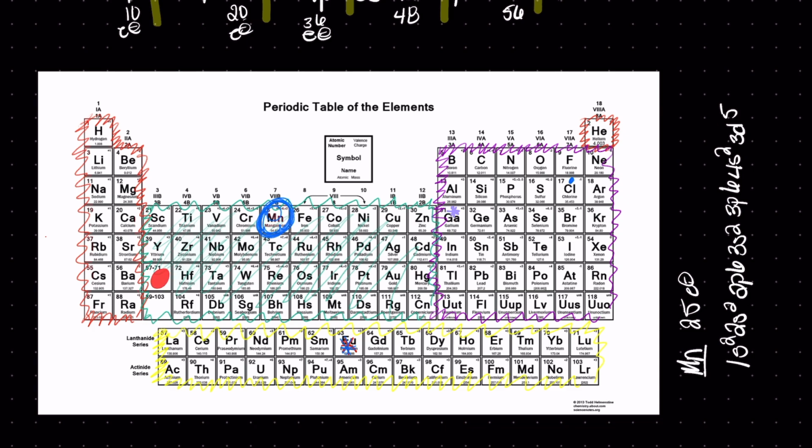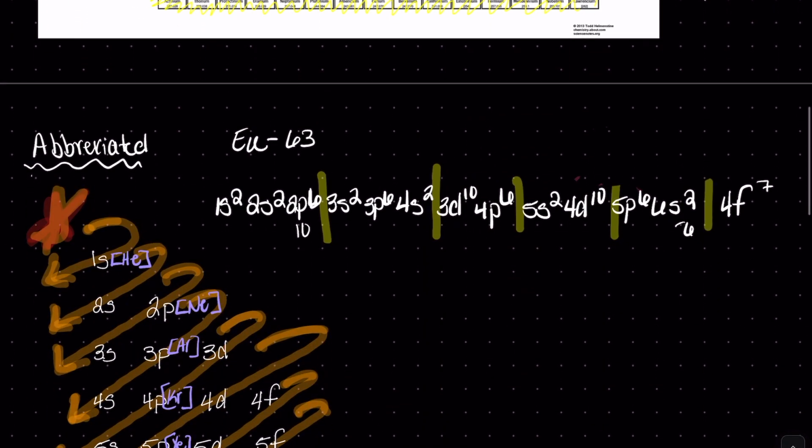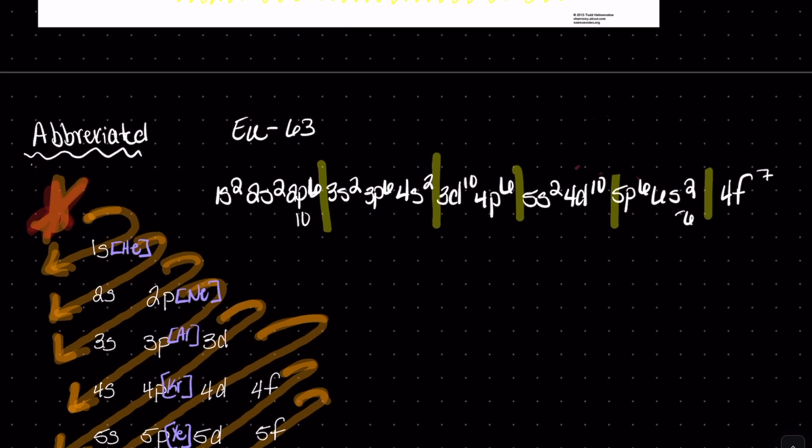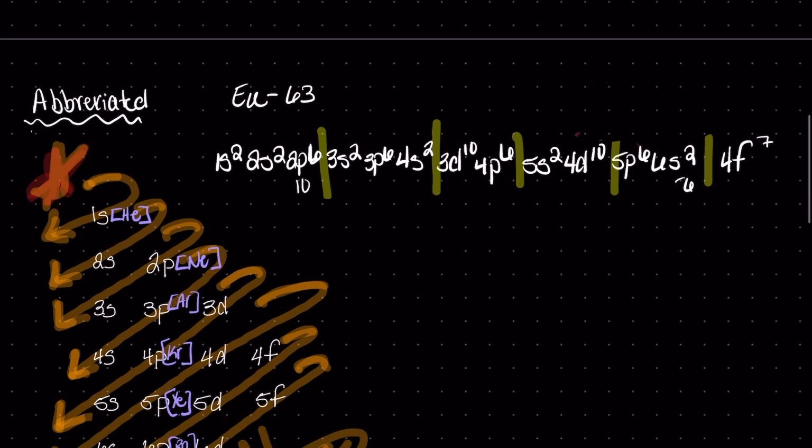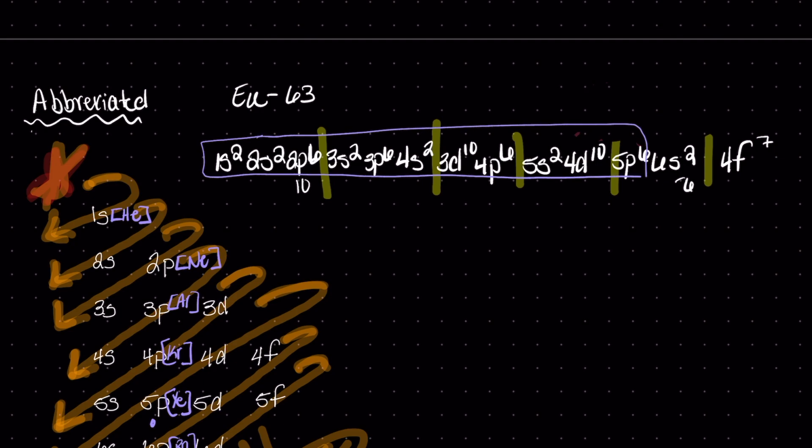So if I know my europium lives here with the lanthanide series, the closest preceding noble gas, so I have to backtrack my way all the way around, would be xenon. Essentially, xenon represents a lot of electrons. Xenon represents 54 electrons sitting at 5p. So at 5p right here, my noble gas core of xenon will cover all of that.